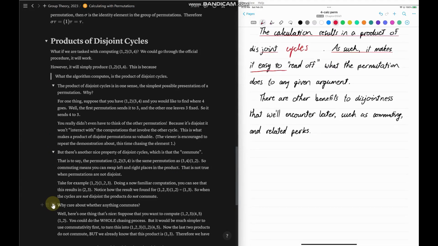As such, it makes it easy to read off what the permutation does to any given argument. There are other benefits to disjointness that we'll encounter later, such as commuting and related perks.